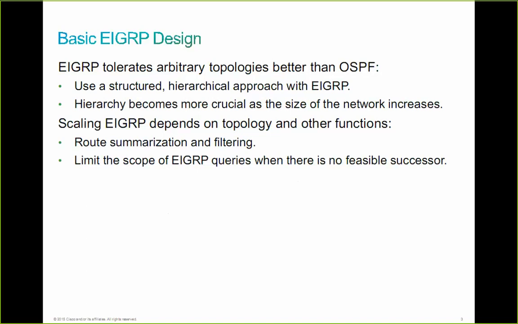The design elements in EIGRP make it much more tolerable to what we call arbitrary topologies. It's not nearly as complex as OSPF in regard to the hierarchy and the design elements of hierarchy that we would see in something like an OSPF network, right? What are you more familiar with working with? Are you more familiar with working with EIGRP or OSPF?